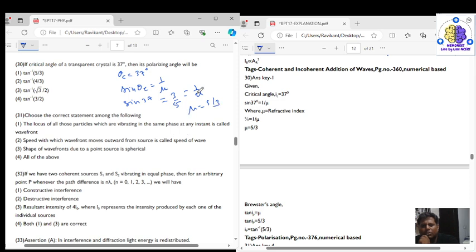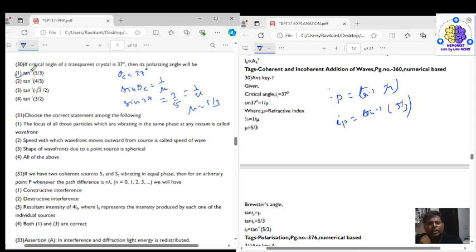Now if mu is equal to 5 by 3, then the polarizing angle IP will be equal to tan inverse mu. So IP will be equal to tan inverse 5 by 3, right? So tan inverse 5 by 3 is the correct answer. The correct answer for question number 30 is option 1.